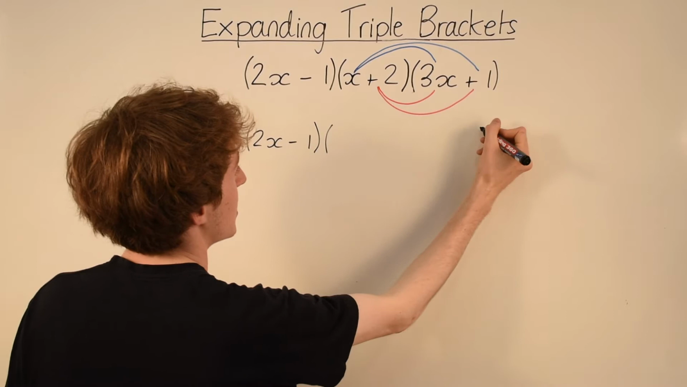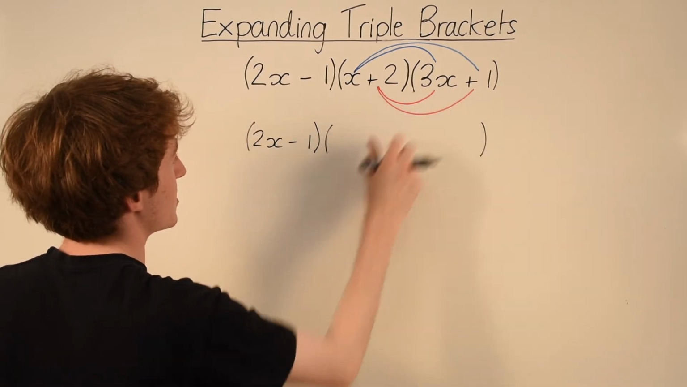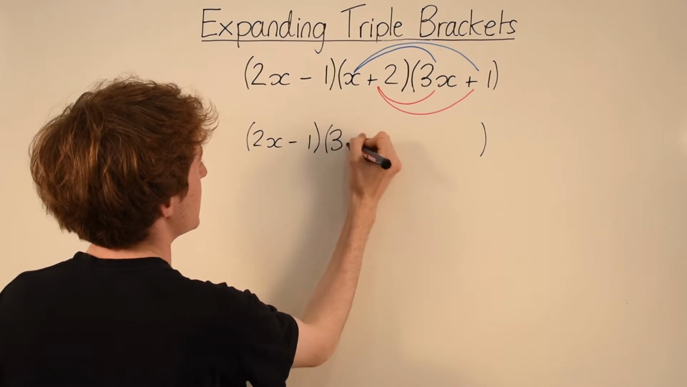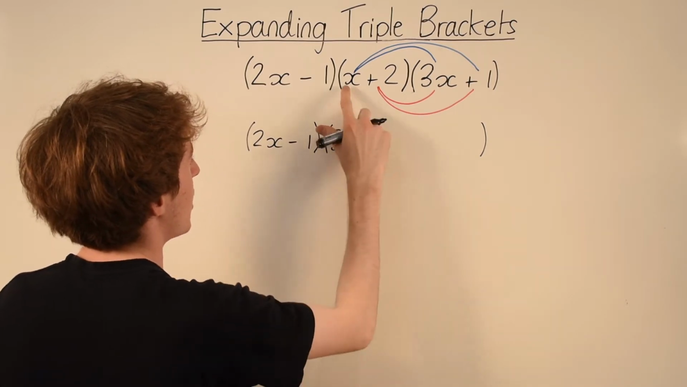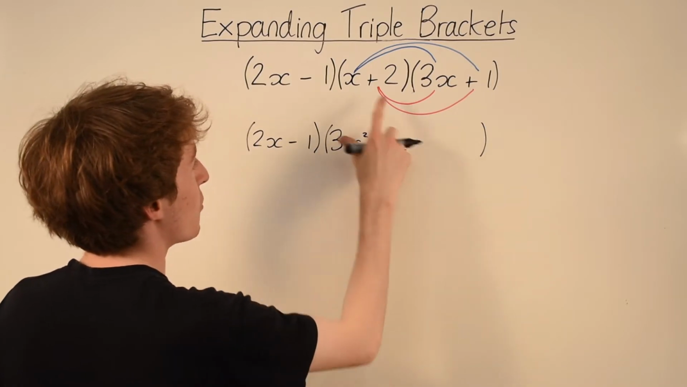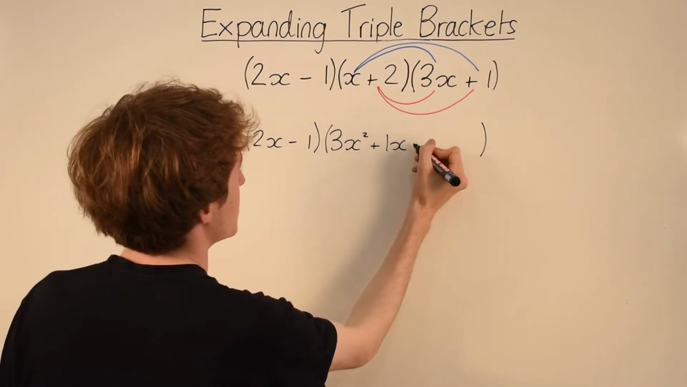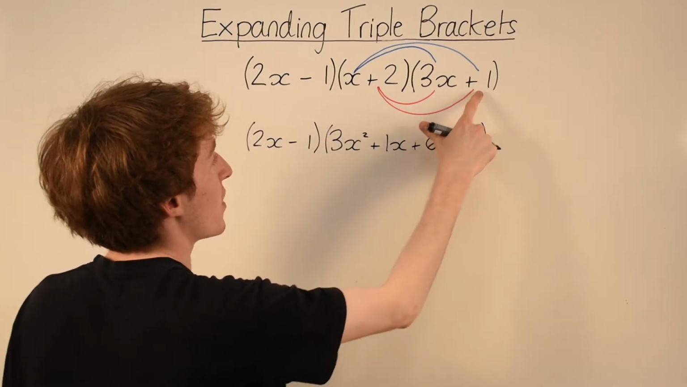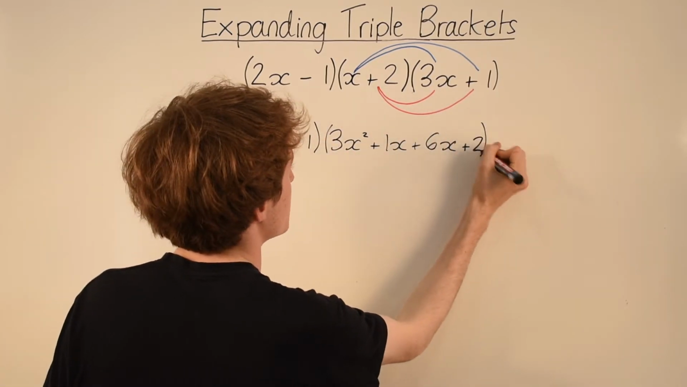We'll open our brackets now and expand these double brackets. Okay, so we've got x multiplied by 3x, which is 3x squared. We've got x multiplied by plus 1, which is plus 1x. We've got plus 2 multiplied by 3x, which is plus 6x. And then finally we've got plus 2 multiplied by plus 1, which is plus 2.